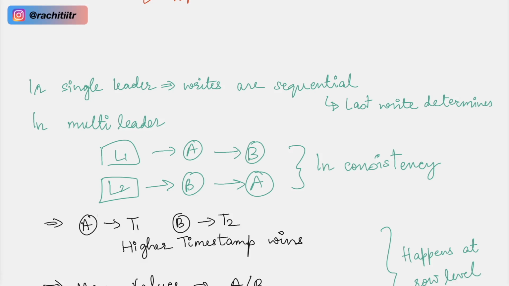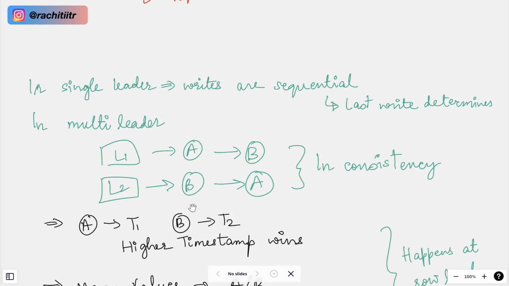L1 in its data center is saying the final value is B, and L2 in data center 2 is saying the final value is A. So this is where we want consistency. We want both to converge towards a final state so that the database stays uncorrupted. It should stay the same in all the regions. It may take time, but the final goal is to converge to the same value for all the leaders.